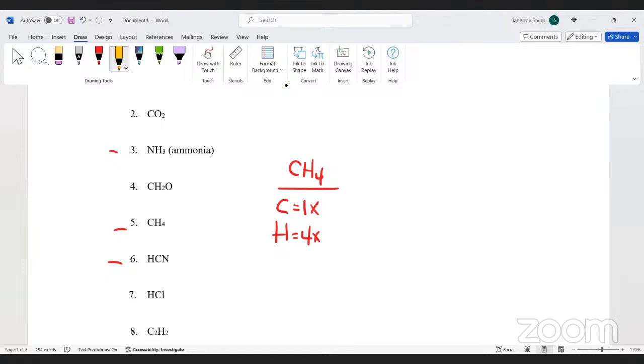Okay. So now carbon, as we were talking about earlier, it's in group 14, but it has 4 valence electrons. So that's where the 4 comes from. So 1 times 4 is going to give us 4 valence electrons. Hydrogen is in group 1.